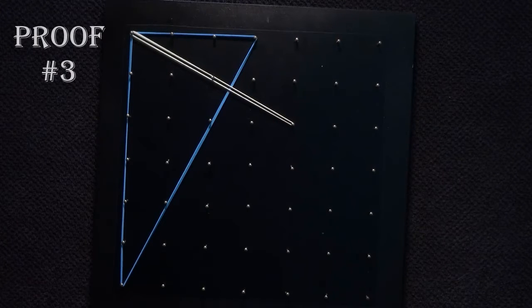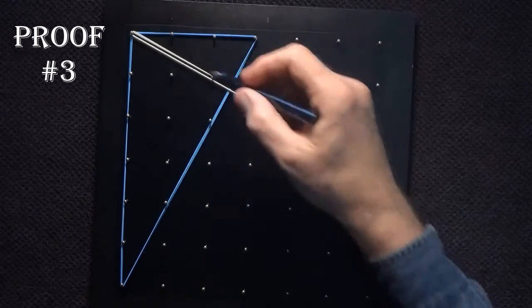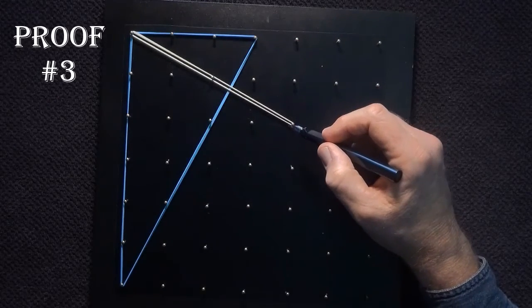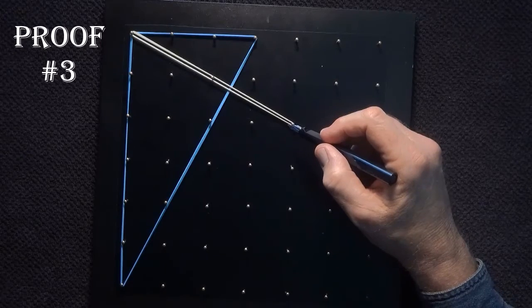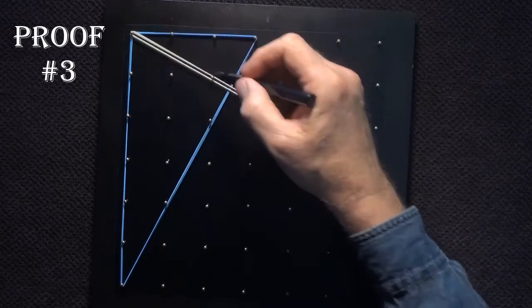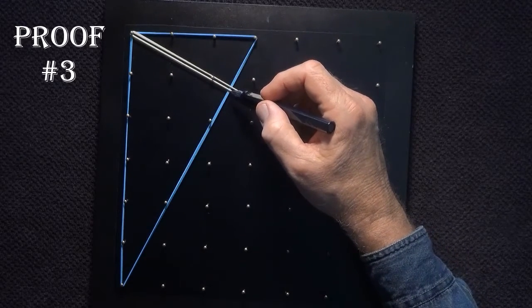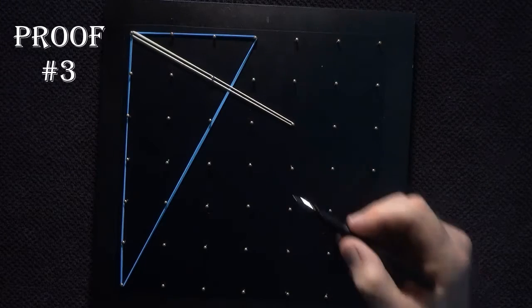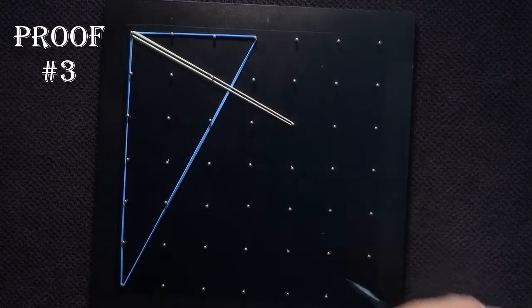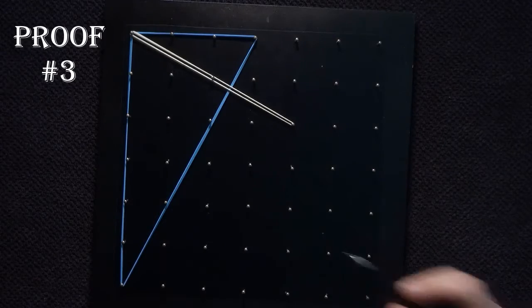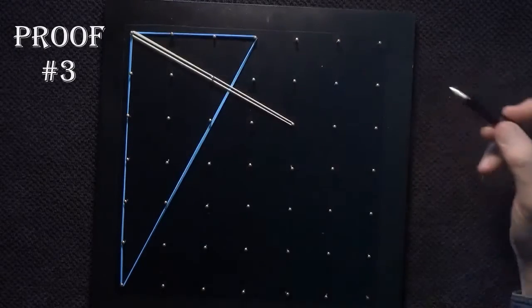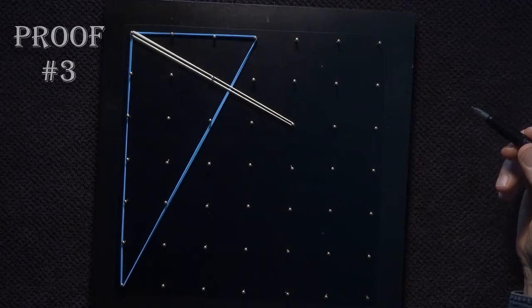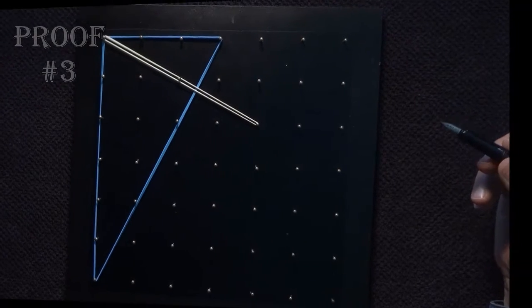Algebraic proof number 3 on the geoboard. We have a right triangle, and this is a perpendicular, that is, it goes from the right angle and meets its opposite side at a right angle. Why this always produces two triangles which are similar to the large triangle, so that makes three triangles in all, I'll explain on the whiteboard.